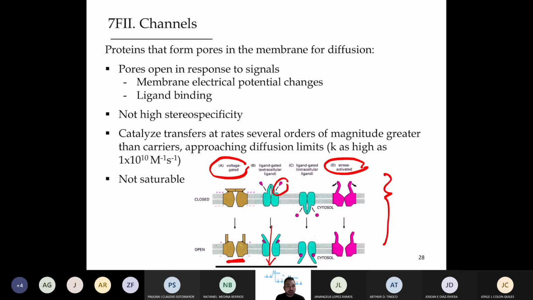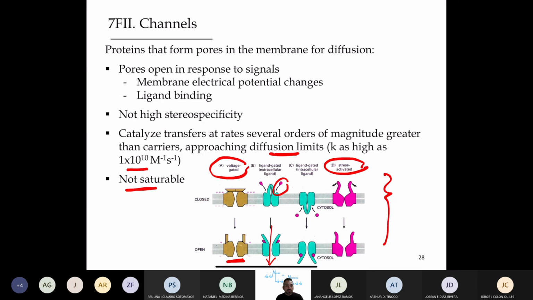The thing about channels is that they have low stereospecificity. Some signal has to be reached in order for them to be opened up, and because of how it facilitates movement, they catalyze transfers at rates several orders of magnitude greater than carriers. Carriers are a comparison of the type of transporters. So they actually approach diffusion limits. K can be as high as 1 × 10 per molar per second. So essentially, they would be not saturable.